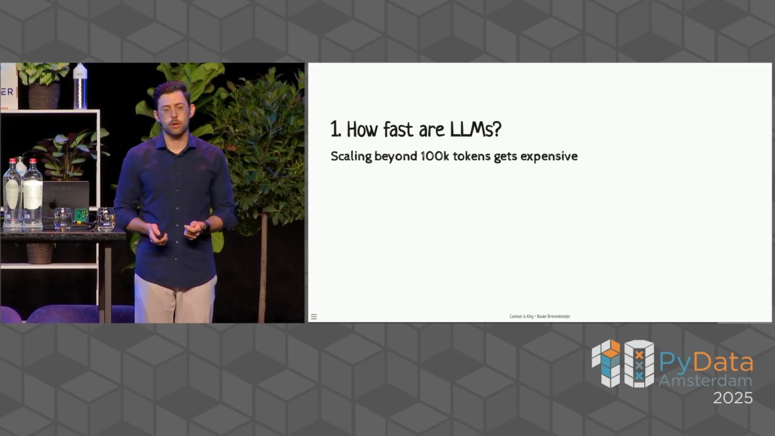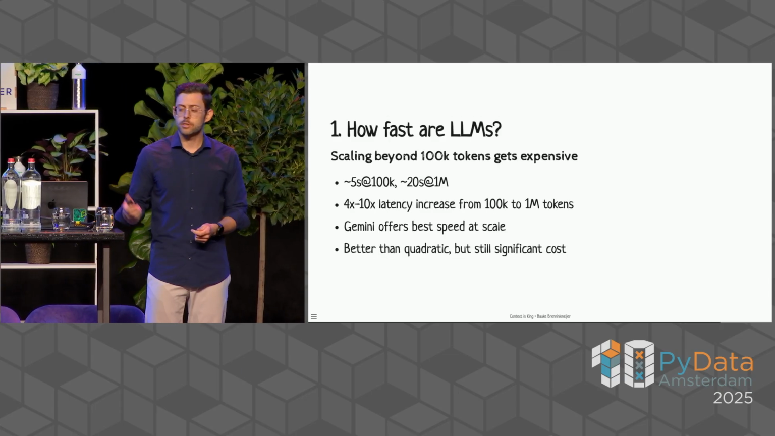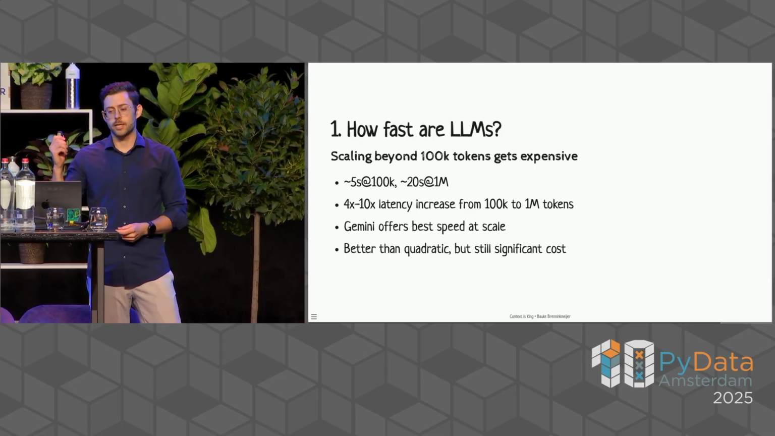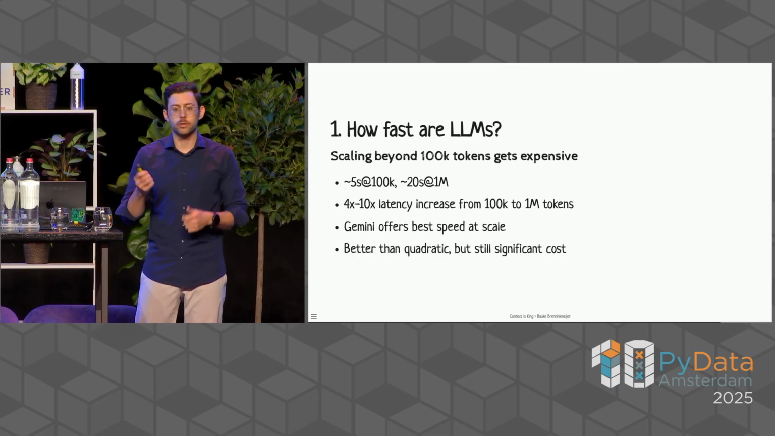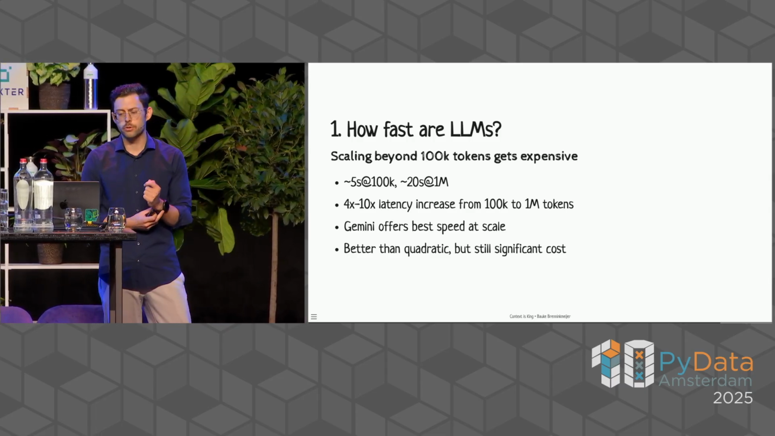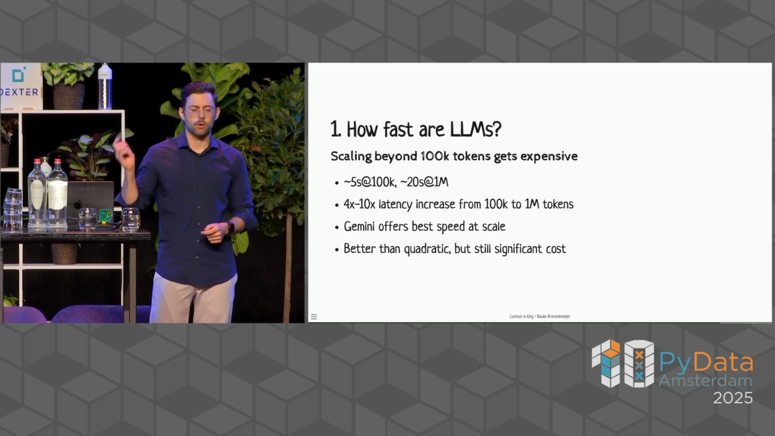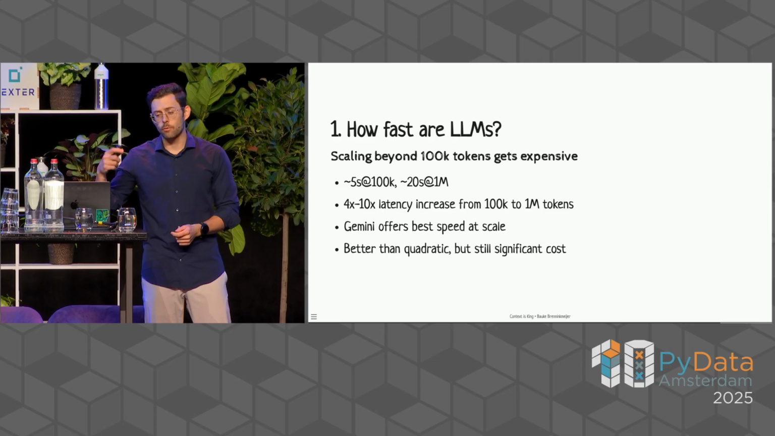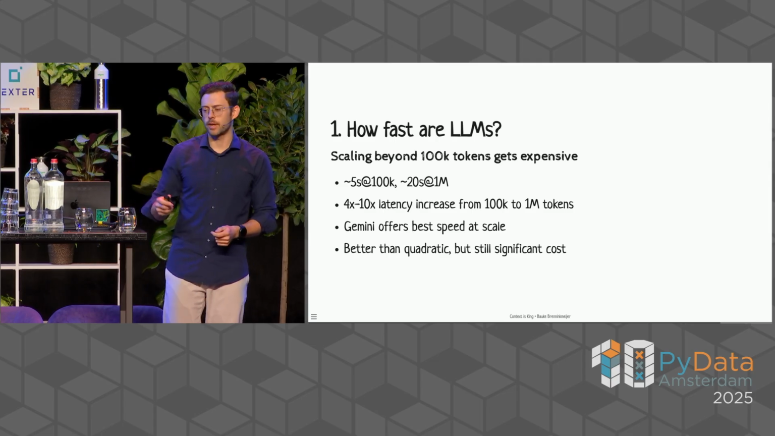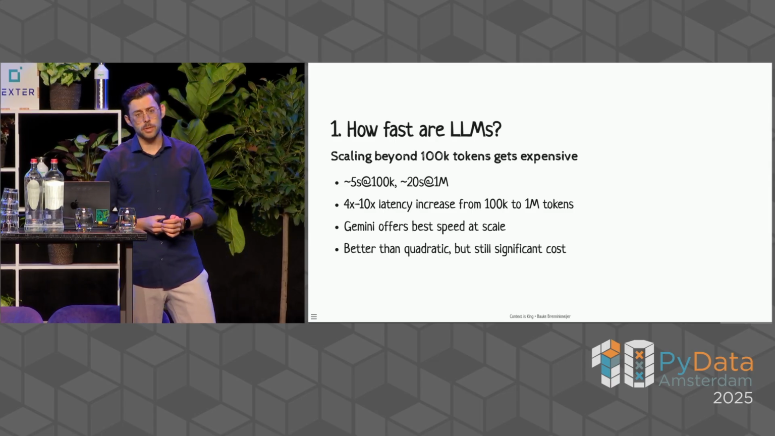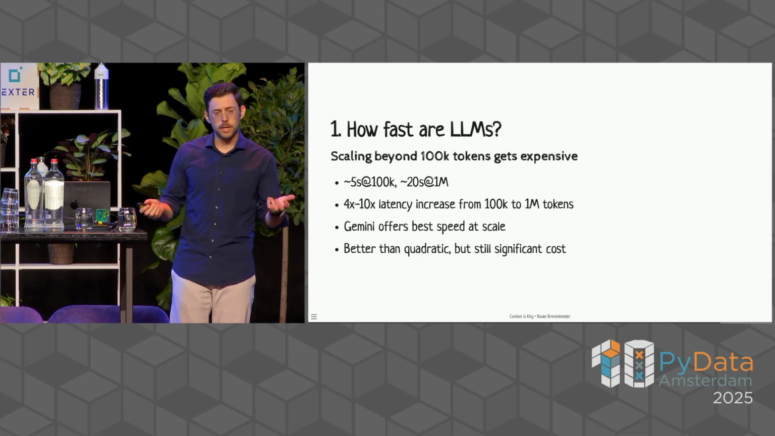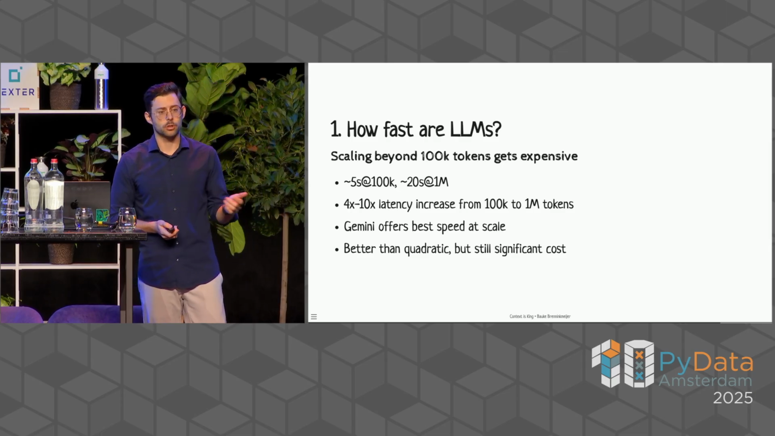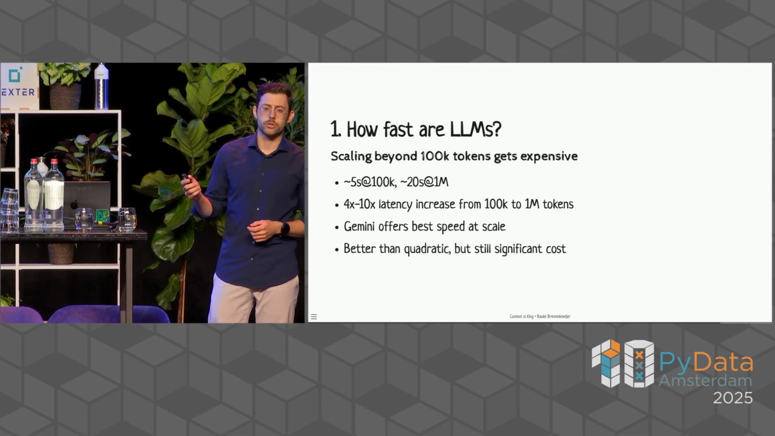Scaling beyond 100K gets quite expensive. It's about 5 seconds at 100K and about 20 seconds at 1 million. You can use these as guidelines for your use cases. We saw a 4x to 10x increase from 100K to 1 million, which likely is higher beyond that. Gemini offers the best speed at scale, and it's better than quadratic, but there can still be significant costs when we start to scale these models.